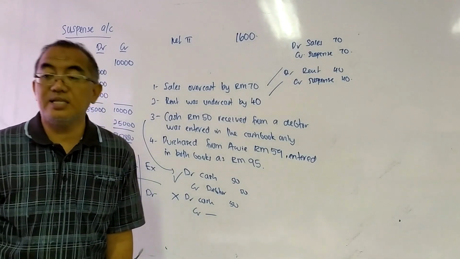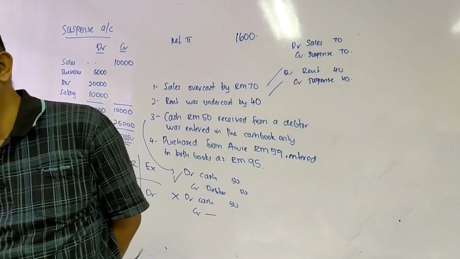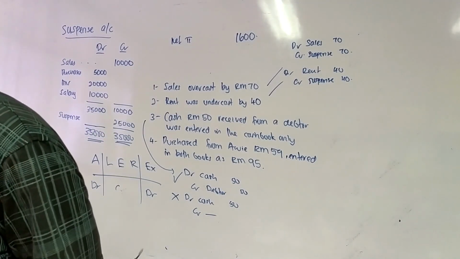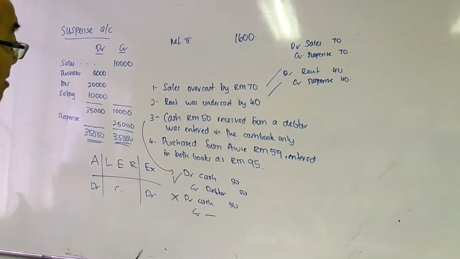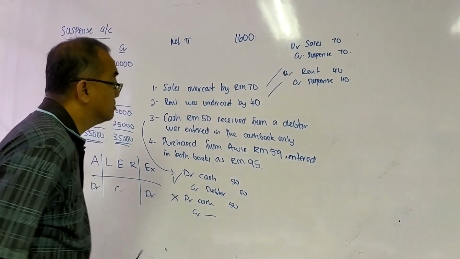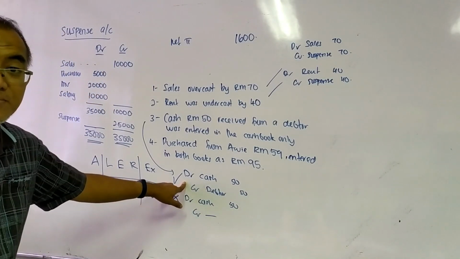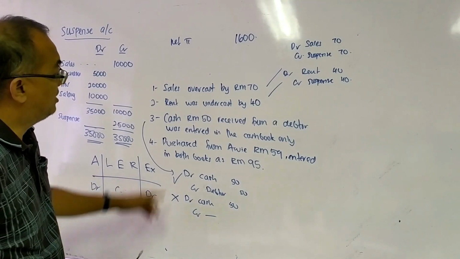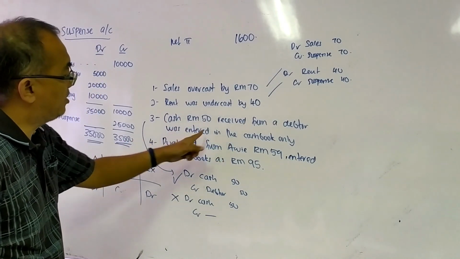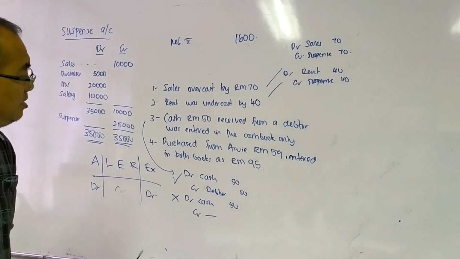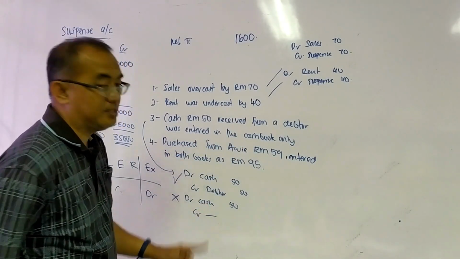So meaning that there is a single entry. There's a single entry. So how do you do the correction? The cash book only. Yeah. So then this is the real one, right? Debit cash, credit debtor. This is the real one. Because you receive cash 50, so debit cash, credit debtor, but you enter in the cash book only, so you only debit cash, credit nothing.